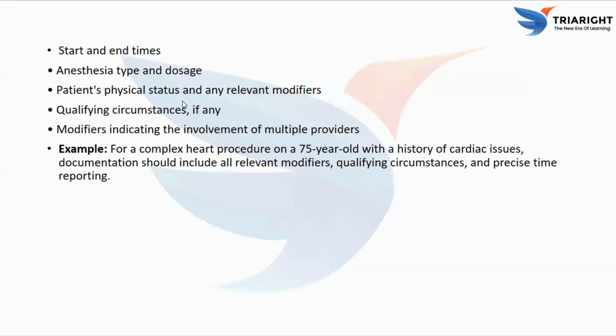And third is patient's physical status and any relevant modifiers. So what is ASA status? A system that shows how sick the patient is. So ASA 1 is healthy, ASA 2 mild disease, ASA 3 severe disease, ASA 4 life threatening, ASA 5 not expected to survive, and ASA 6 is brain dead, which is similar to P modifiers. So why does it matter? The higher the ASA P modifier, the higher the complexity. So this may affect the reimbursement.